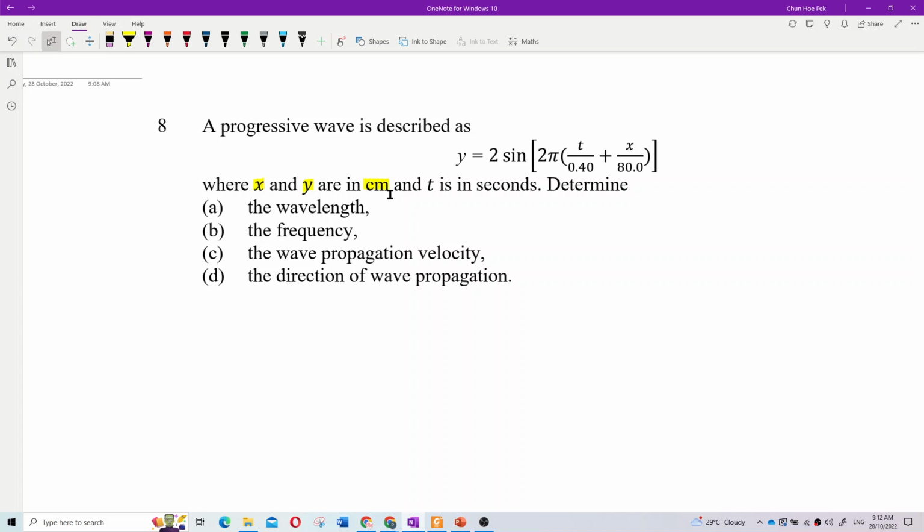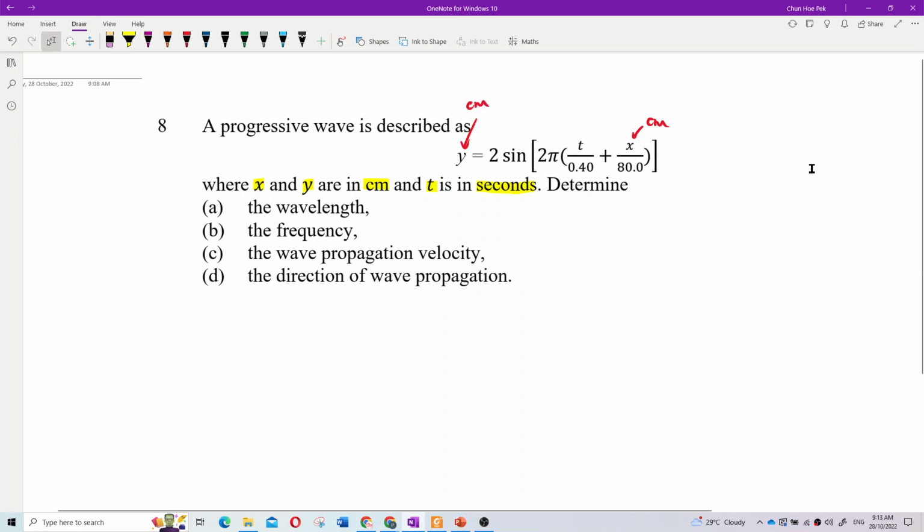And then he says about the time. The time here is in seconds. This is very important. So I want you to write. That means the x here is in centimeter, and the y is also in centimeter.